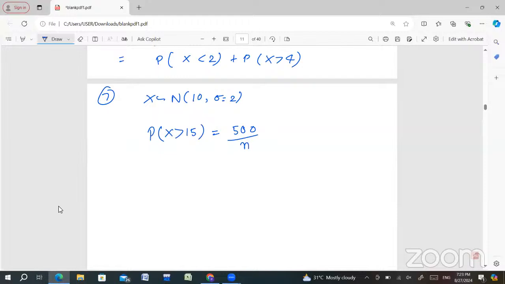You can also convert it into the standard normal variable, then it will be easy.